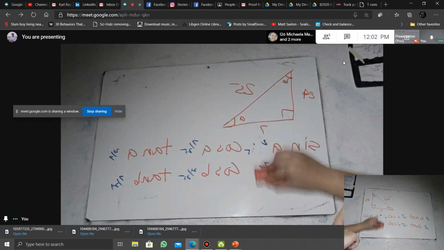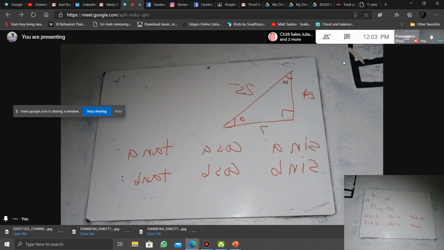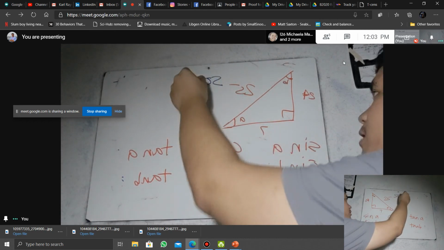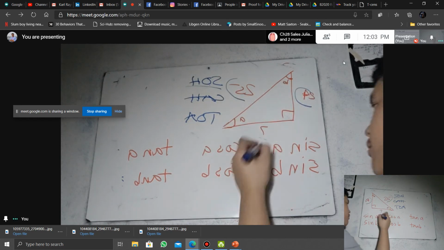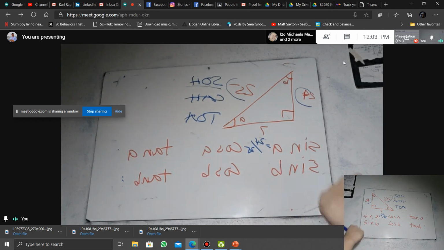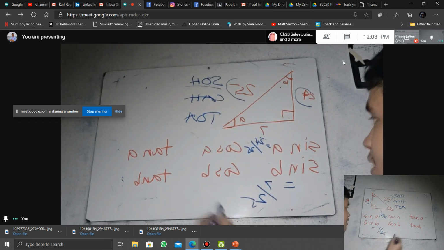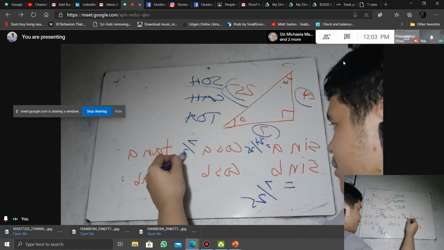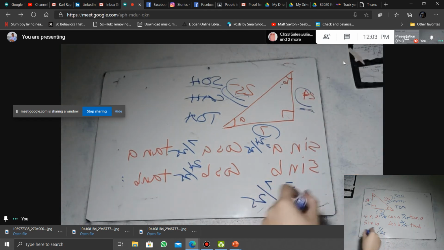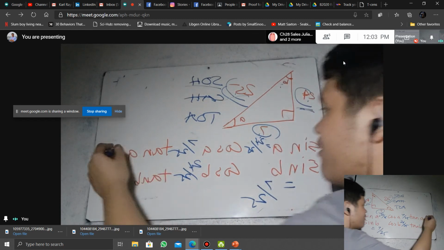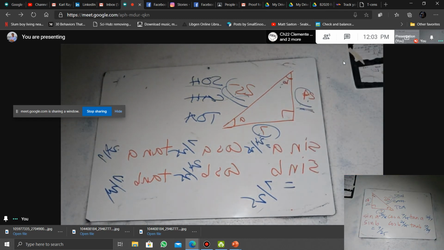Ganito. So, sine A, opposite so CAH TOA, di ba? Sine A, opposite over hypotenuse. 24 over 25 or 0.96. Sine B, opposite over hypotenuse. 7 over 25. Cosine A, adjacent over hypotenuse. 7 over 25. Cosine B, adjacent over hypotenuse. 24 over 25. Tangent A, opposite over adjacent. 24 over 7. Tangent B, opposite over adjacent. 7 over 24. Yan, yun siya. Nag-gets ba, guys?